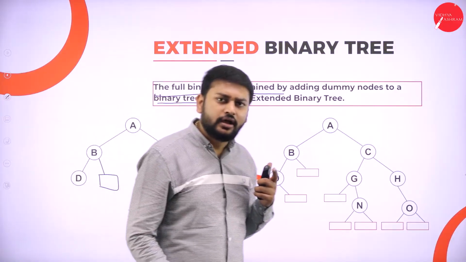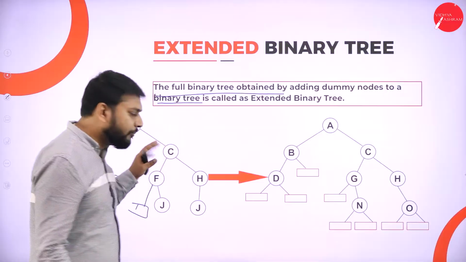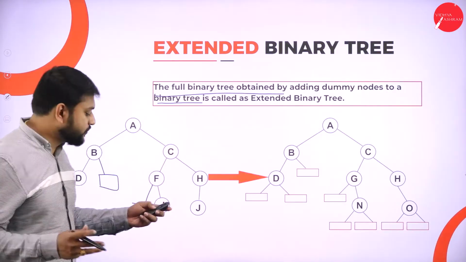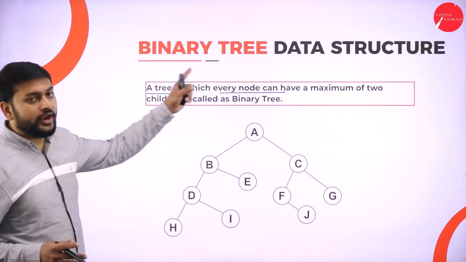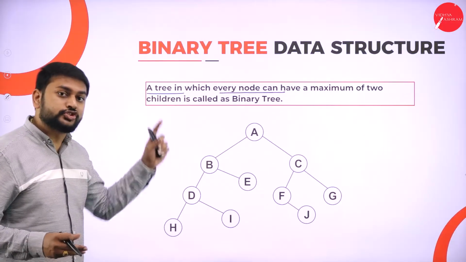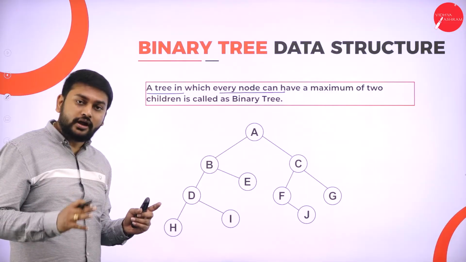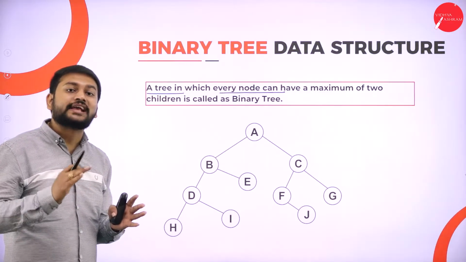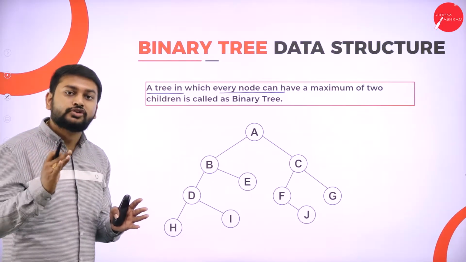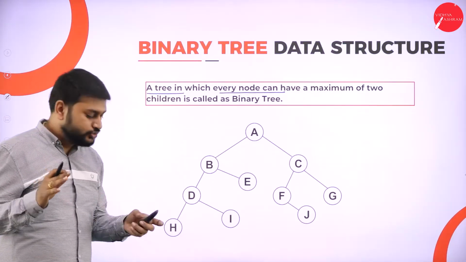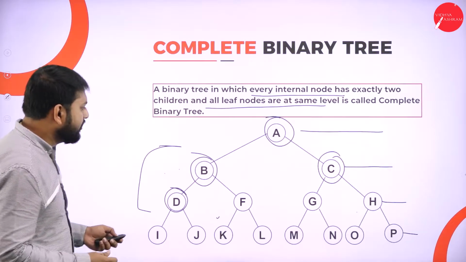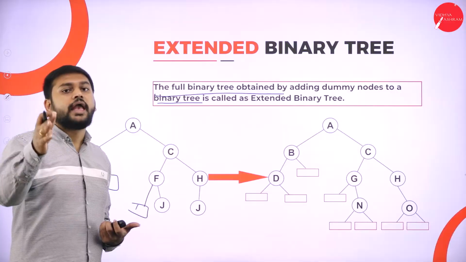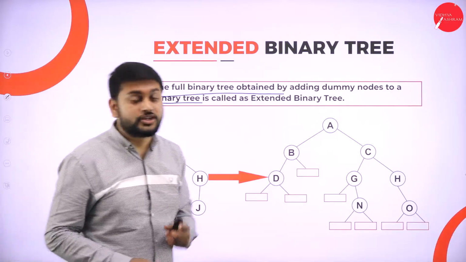Sir, what is that? I need to understand here. I am saying that for a binary tree, you need to understand what a binary tree is. So what is a binary tree? Observe here. Whenever I say any node which has got 0, 1 or 2 children, the maximum should not exceed 2. That is what I will call a binary tree. So whenever you are adding any dummy nodes to the binary tree, that is what I will call an extended binary tree. That's what you need to remember.